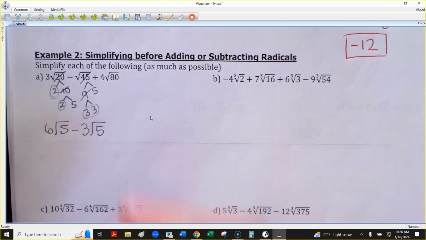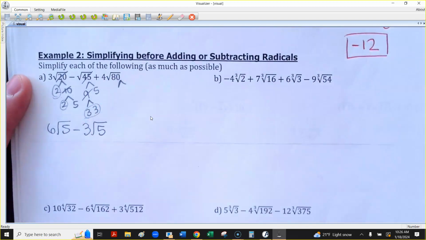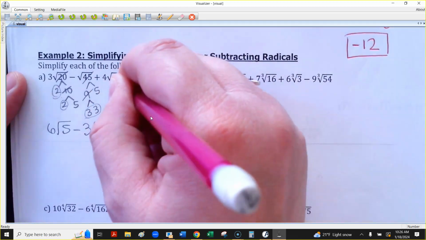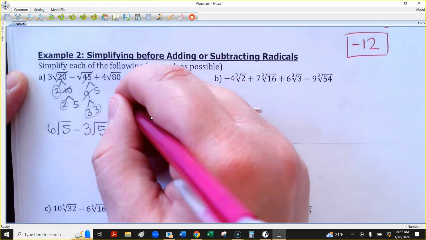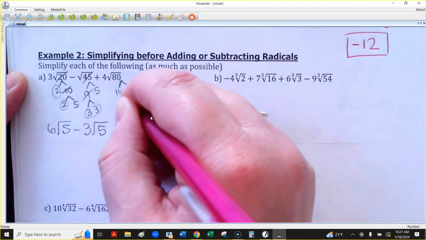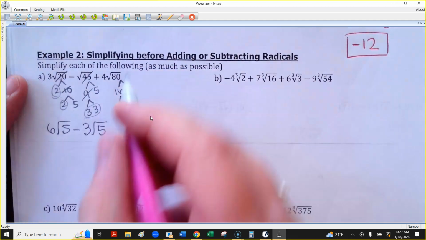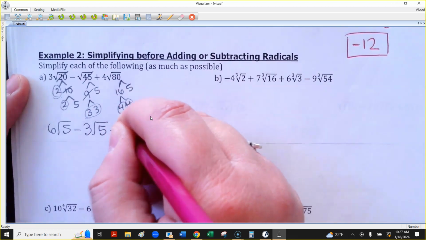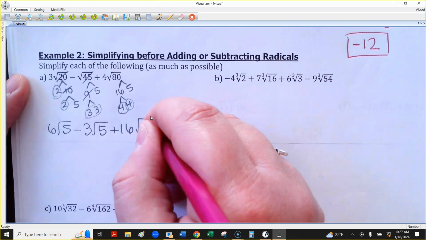And then the 80, I'm not going to break this down how most people would, but 80 is the same thing as 16 times 5. And so that's just going to give you 4 and 4. So I can get a pair there. Now, I already have a 4 out in front, so when I remove that 4, it's going to become 16, and then I'd have a 5 underneath.